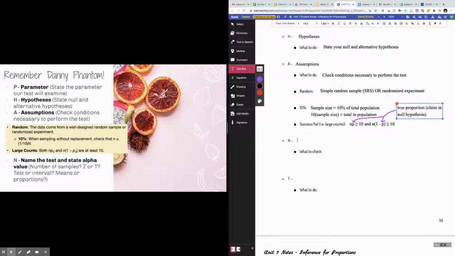Right? N, just like with confidence intervals, stands for name the test. Okay, and then another thing that we do at this step is state the alpha value. Right? Which is your significance level.